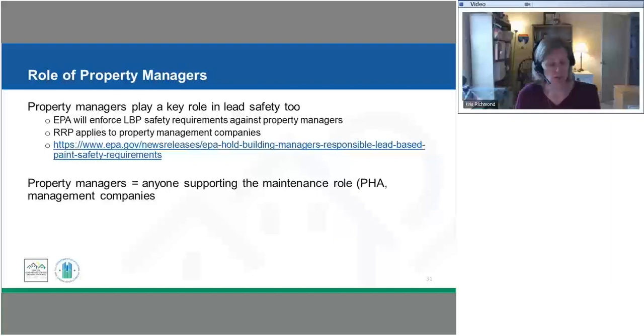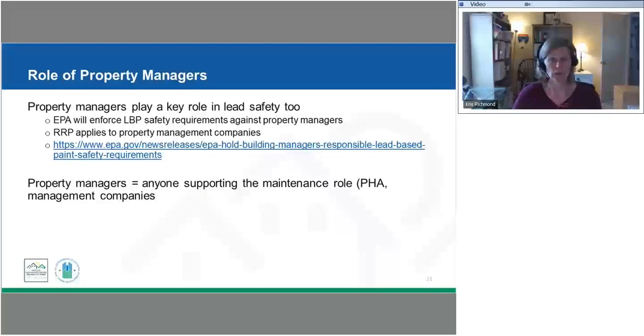So in 2021, the EPA announced its intent to improve compliance and strengthen enforcement of RRP. Remember, RRP is that renovation, repair, and painting rule. And so they really want to strengthen how it applies to property management firms and companies that perform, offer, or claim to perform regulated renovations without certification from EPA in RRP.